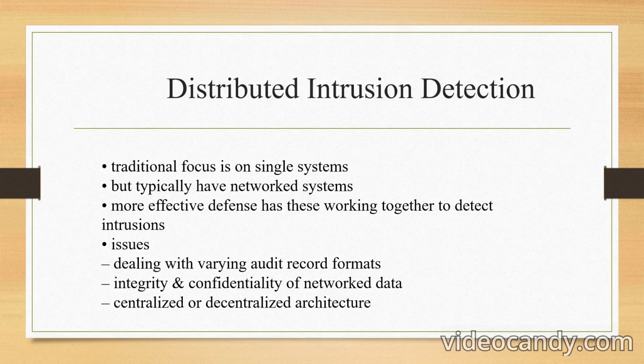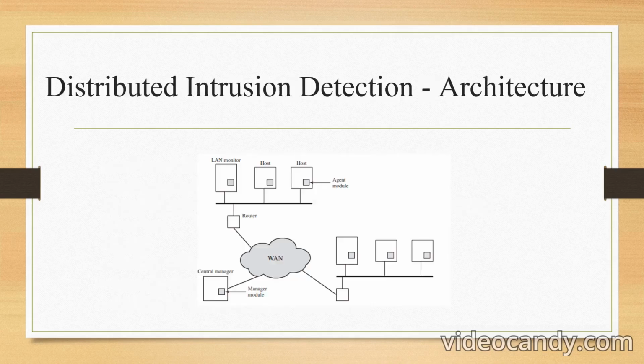One or more nodes in the network will serve as collection and analysis points for the data from the systems on the network. The third point is that either a centralized or decentralized architecture can be used. With a centralized architecture, there is a single central point of collection and analysis of all the audit data.